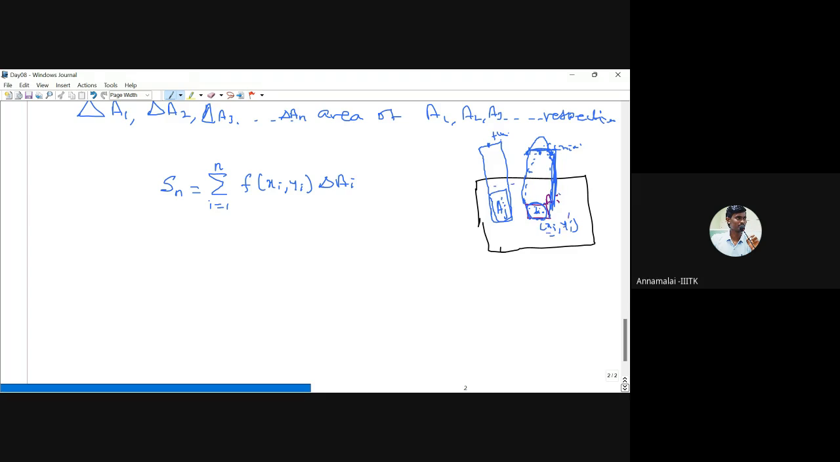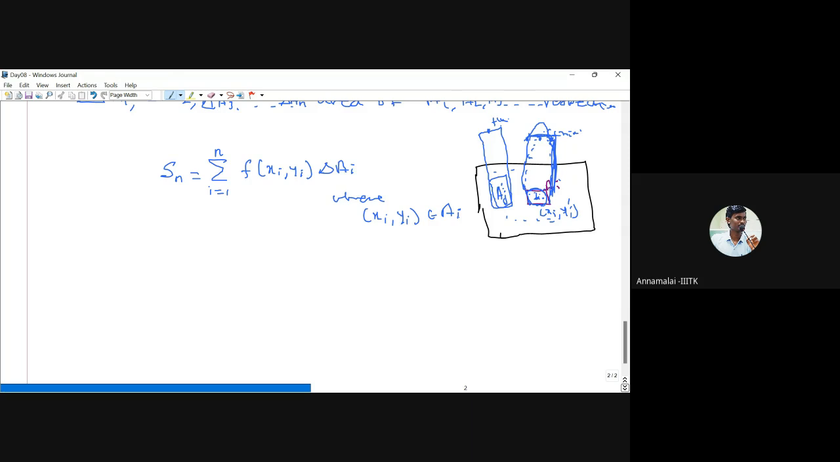So for each small rectangle, we can find this sum. But this is not the exact area. You can get the exact area when we take the limit. So we define Sn equal to summation i equal to 1 to n of f of xi comma yi, where this point xi comma yi is in ai. If i equal to 1, it means x1 comma y1 belongs to a1, x2 comma y2 belongs to a2, and so on.